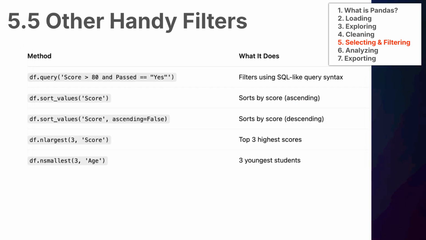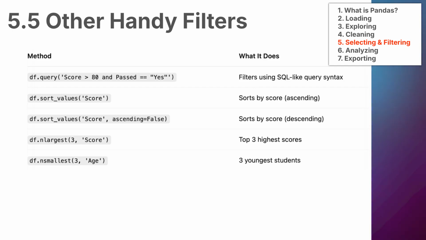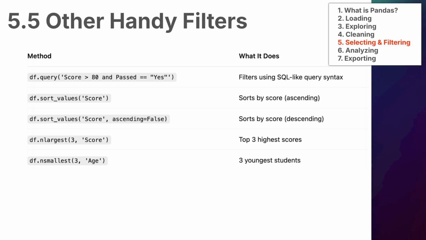4. Combining multiple conditions. These are extra powerful tools to filter, sort, and quickly grab the top or bottom values from your dataset. You'll use these a lot when doing reports, summaries, or dashboards.